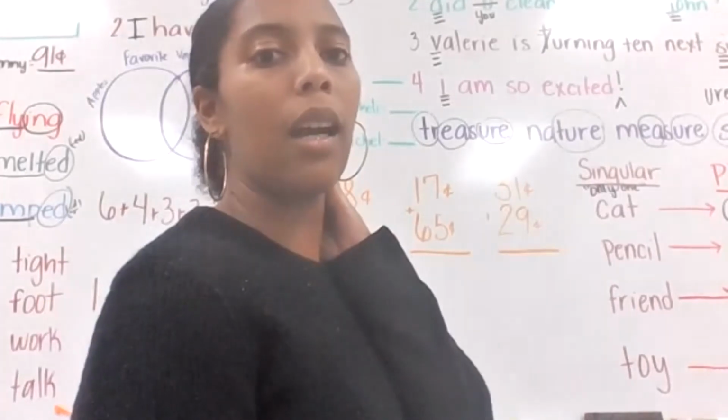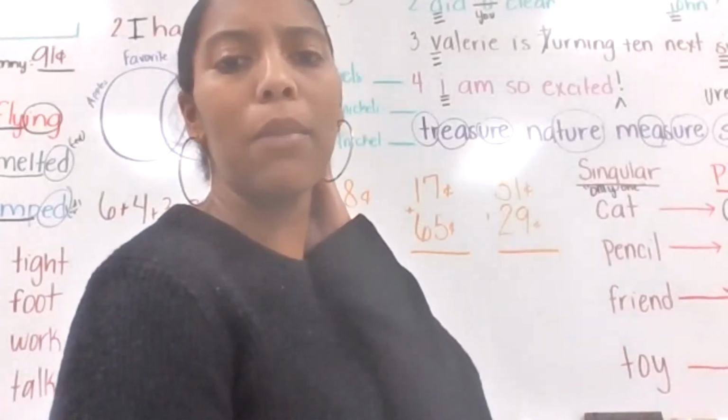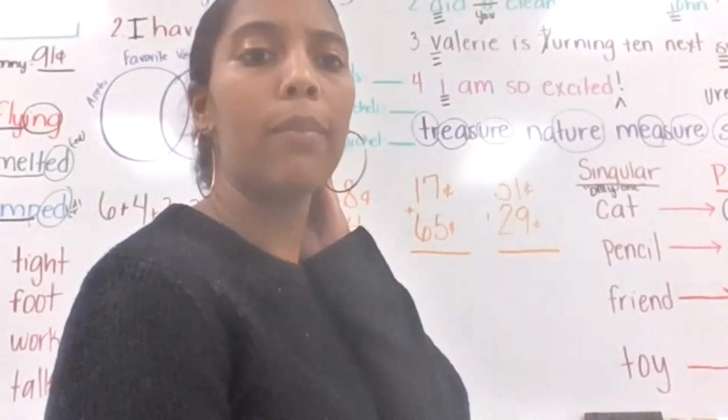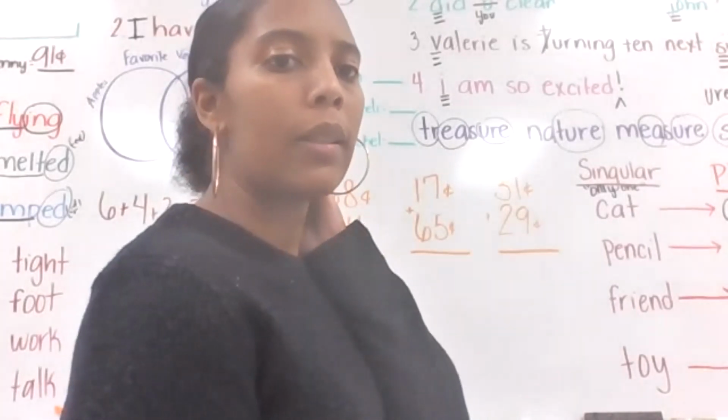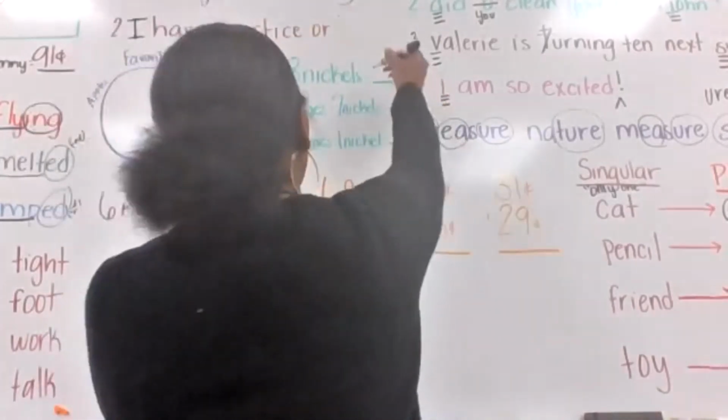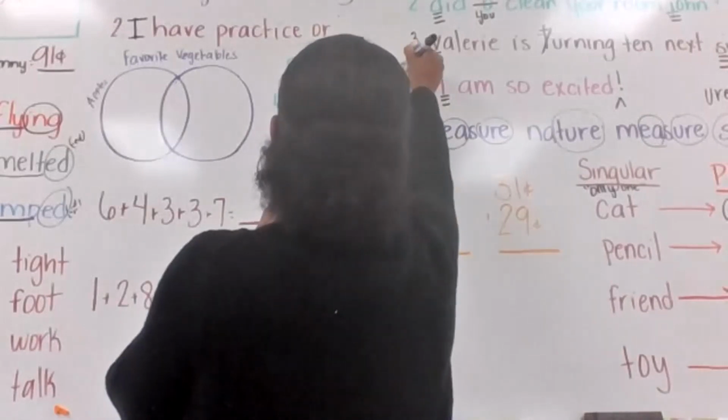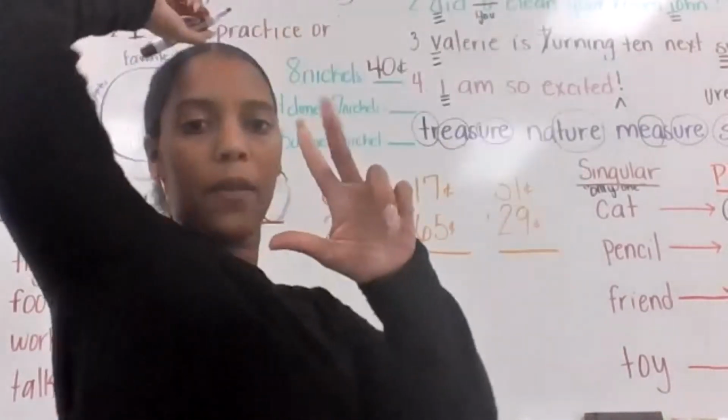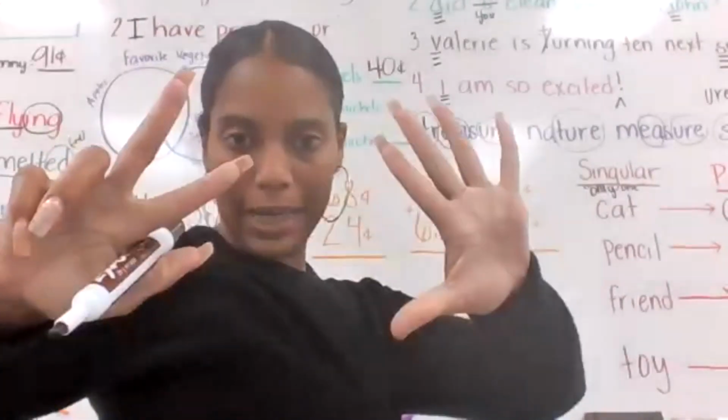Okay, let's see. All right, Camille, what do you have? How much money would 8 nickels be? 40 cents. That's what it should have been. 40 cents. Yes, I did, Evie. 5, 10, 15, 20, 25, 30, 35, 40.